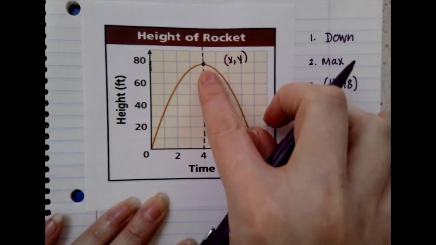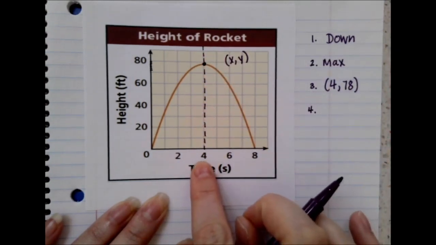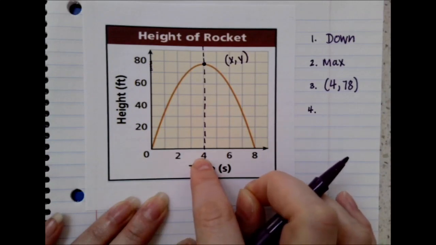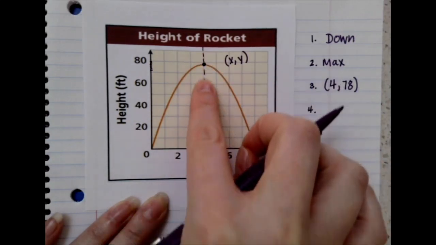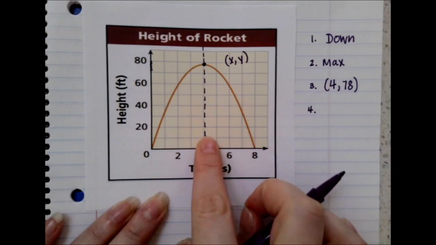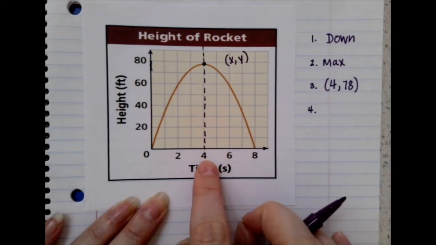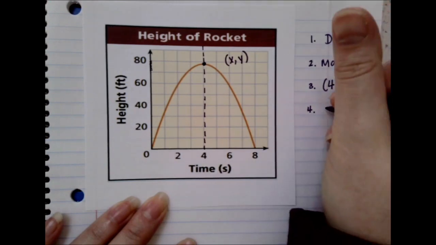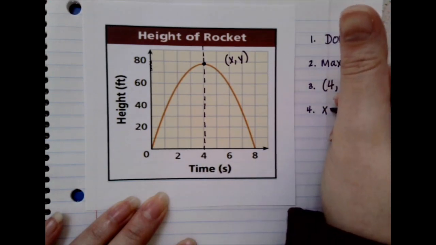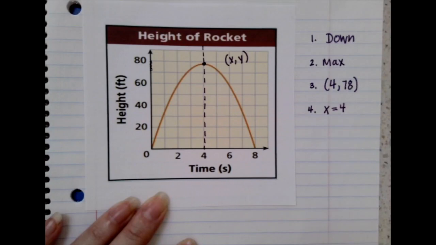So we go through the x value of 4, and that is the number that we want. So it's always the x value. That's why I like to draw this in, because I actually hit this number when I go down. And so our line of symmetry equation is x equals 4.